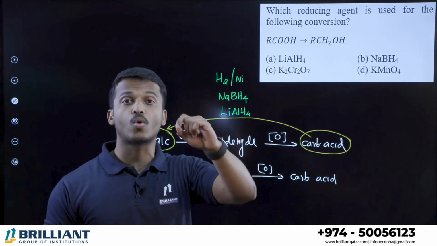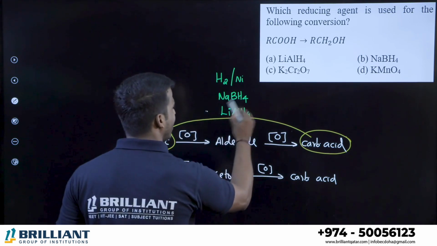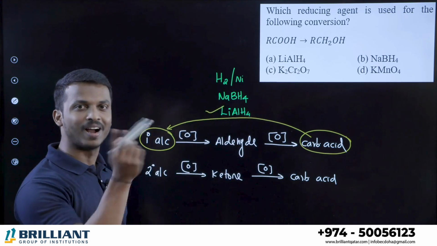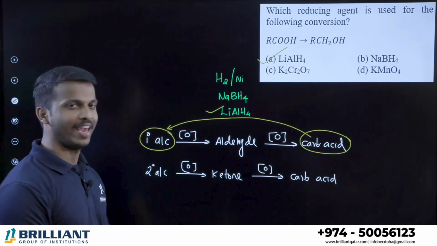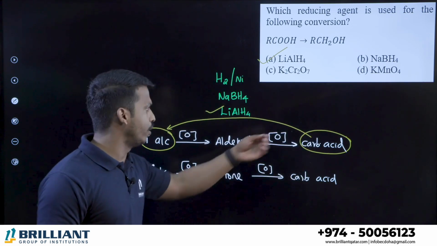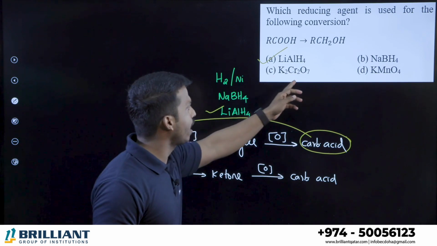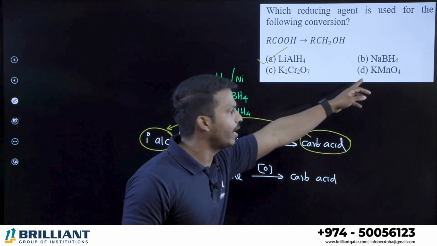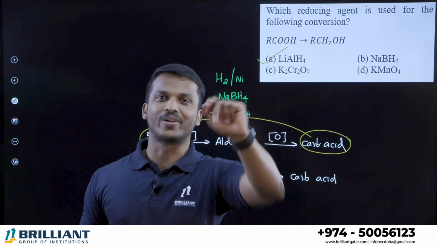So we have to use the strongest reducing agent. Which is the strongest reducing agent here? Lithium aluminium hydride is the strongest reducing agent. So let's go with option A. A is the best reagent. NaBH4 cannot reduce carboxylic acid directly into alcohol. K2Cr2O7, potassium dichromate, and potassium permanganate, you know, they are strong oxidizing agents, not reducing agents.